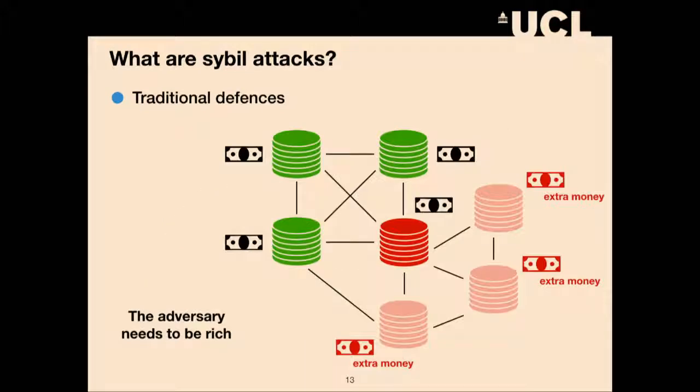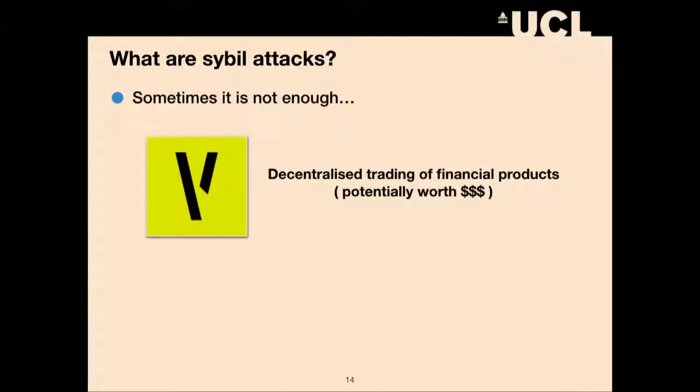This is what it would look like. Each time a new node in the open system wants to join the consensus, it would need, for instance, to lock some money just to participate in it. You can see that the adversary, the red one here, can still replicate himself if he wants, but he needs to be rich because he needs to lock a lot of money. This works quite well, but sometimes it's not enough.